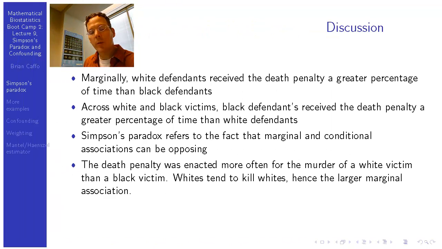So let's just discuss a little bit about what's going on. So marginally, white defendants received the death penalty a greater percentage of time than black defendants. Across white and black victims, black defendants received the death penalty a greater percentage of time than white defendants. And Simpson's paradox refers to the fact that marginal and conditional associations can be opposing. In this case, if you take the margin across victim's race, you get a different answer than if you condition on victim's race. Here the death penalty was enacted more often for the murder of a white victim than of a black victim, and whites tend to kill whites, just demographically, hence the larger marginal association.